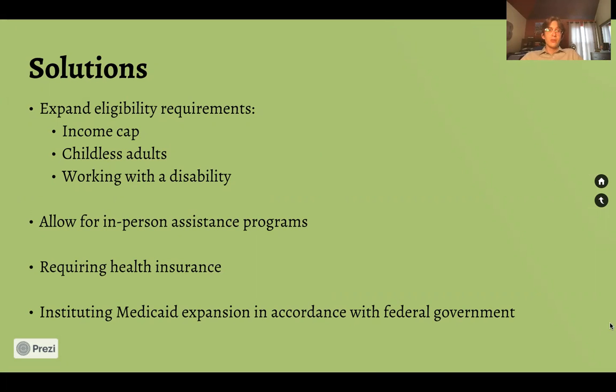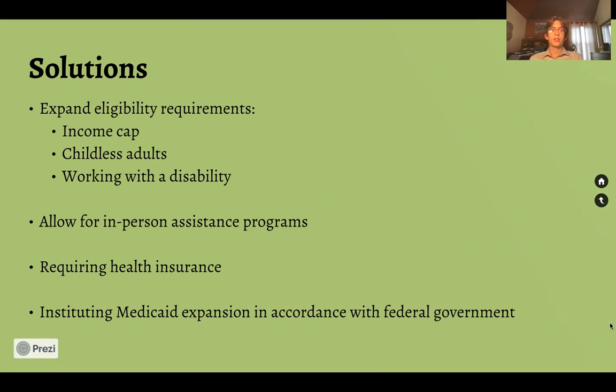Let's also expand it to those who are childless adults. Right now, if you're an adult trying to attain Medicaid, you must be the parent of a minor in order to qualify. Now, let's look at expanding the requirements for those who are working with a disability. So let's say you have a disease such as Crohn's disease or multiple sclerosis, where you're still able to go out there and make a living for yourself. You're likely going to be exceeding that income cap, and they don't really take into account those really expensive and costly long-term treatments that you must receive.